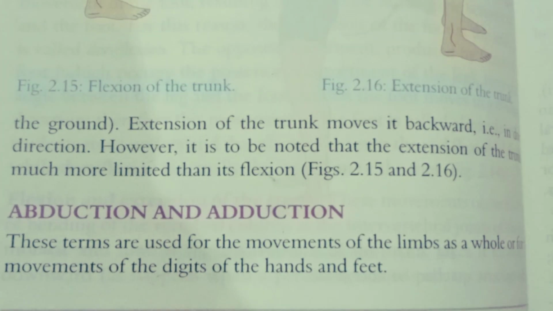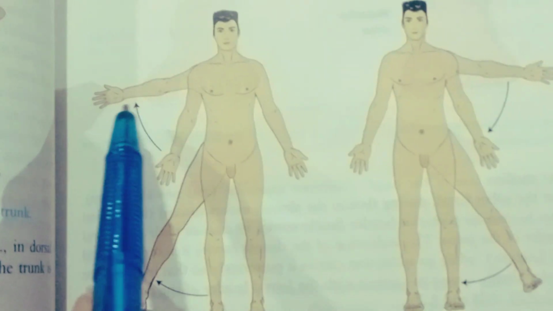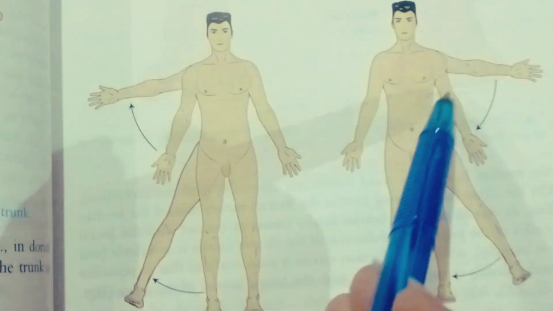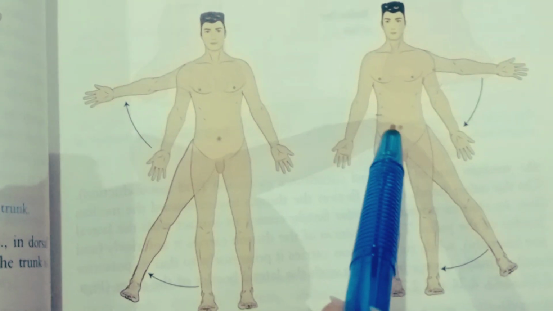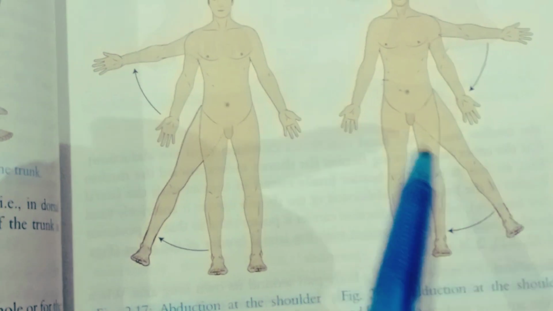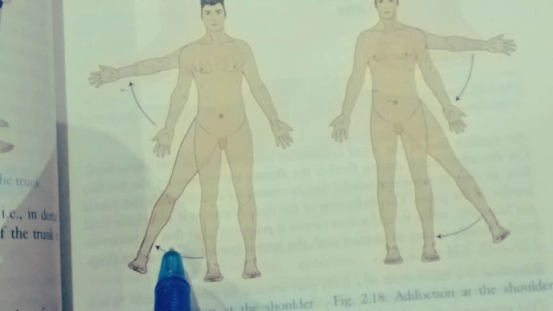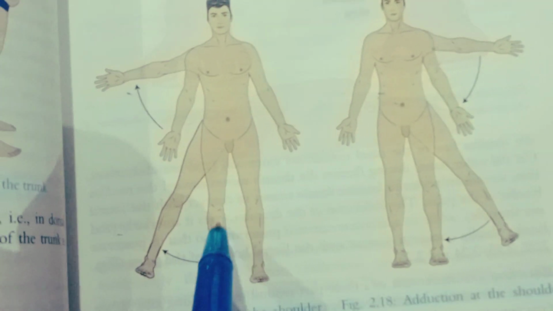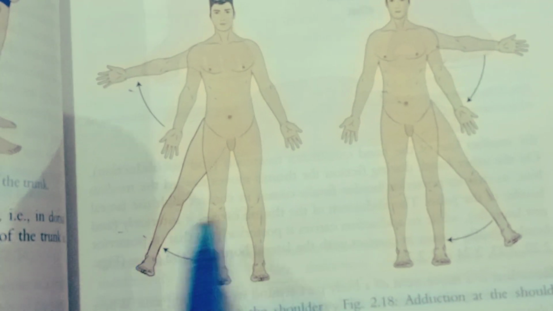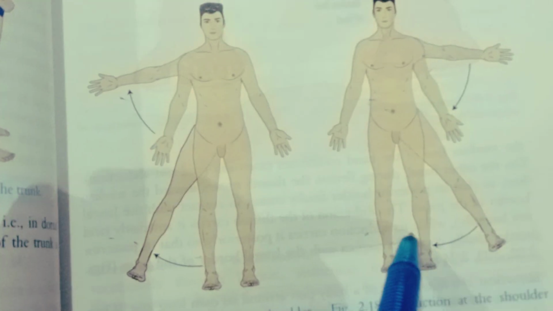Other terms are abduction and adduction. As you can see from this picture, when you move your arms toward the thorax or trunk, this is adduction, and when you are moving your arms away from the body, then it is abduction. Similarly with the lower limb, moving your leg away from the other leg is abduction, and moving your leg toward the other leg is adduction.